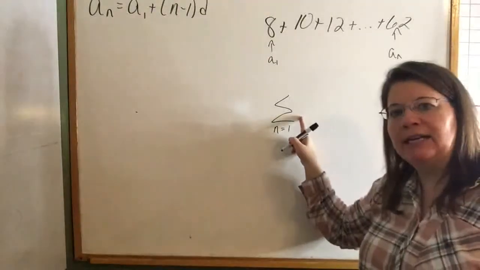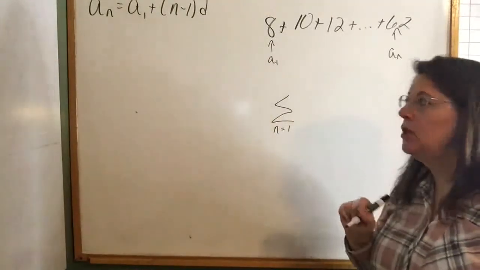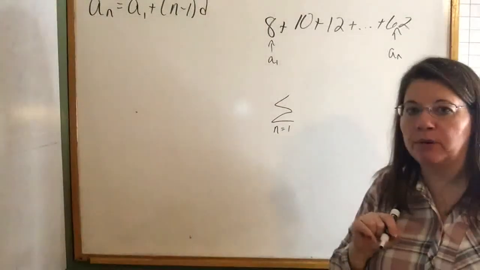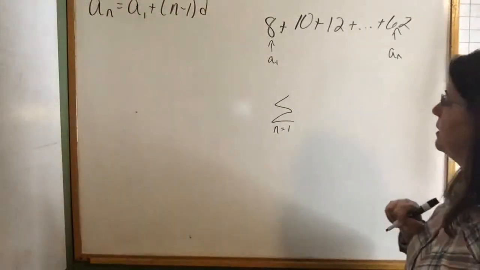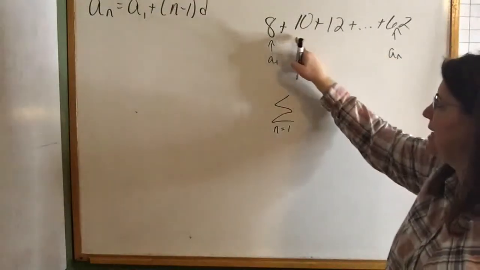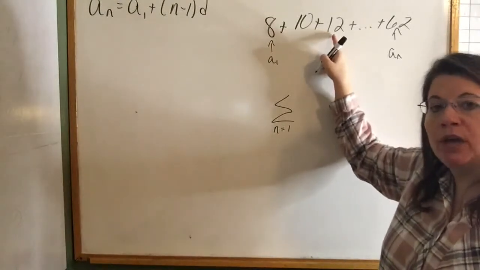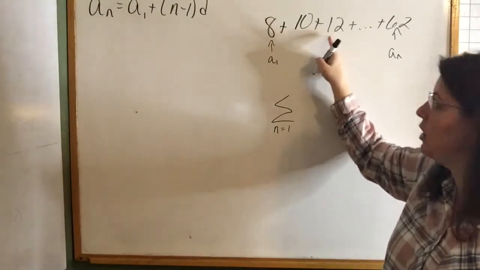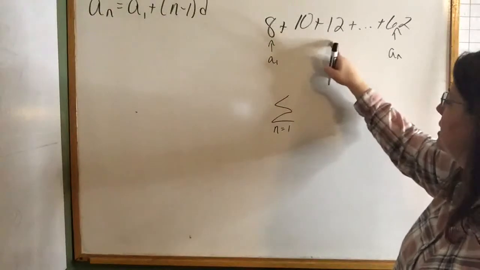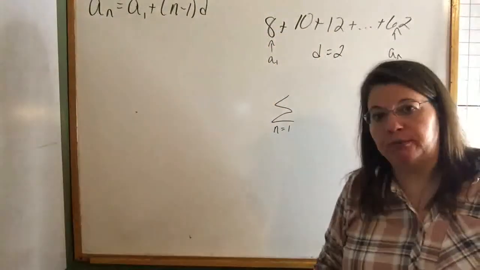We then find the arithmetic sequence formula using our a sub n equals a sub 1 plus n minus 1 times d. That means we have to figure out what d is. Well, what am I adding to get to the next term? And remember, we can only do this for arithmetic sequences. We will not do this for anything but arithmetic. So we're adding 2 to get to the next term each time. So that makes our d value equal to 2.